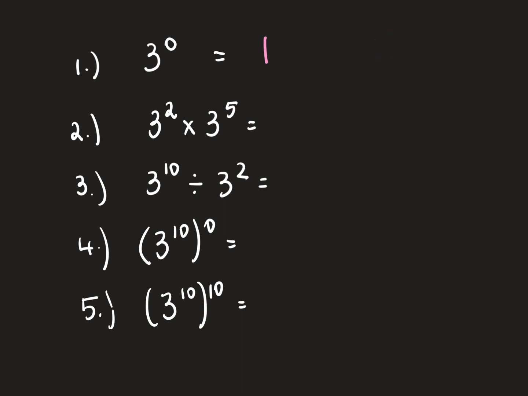Next one, 3 to the power of 2 times 3 to the power of 5. Bases are the same. I'm multiplying the terms, so I add the indices. Next one. Bases are the same, I'm dividing the terms, so I subtract the indices.